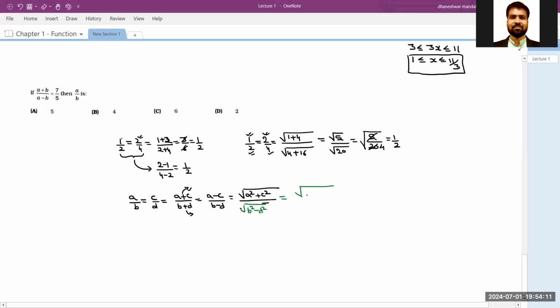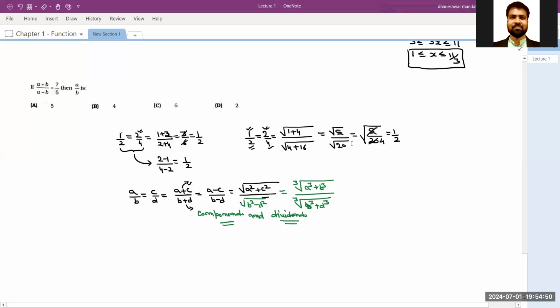Also, I can say that if I take the cube of this term and the cube of this term, cube of b and cube of d, and here I take the cube root, then the ratio will be the same. Okay. This whole expression is known as componendo dividendo. Sometimes it's easy to solve the question by using the method of componendo dividendo. So let's take one example.